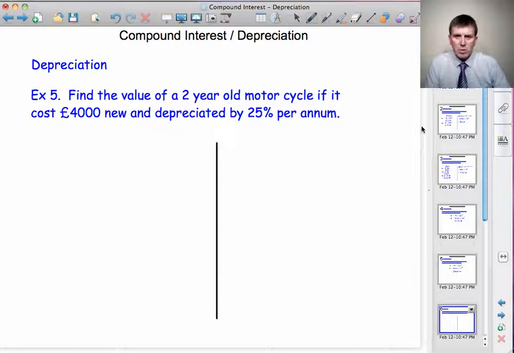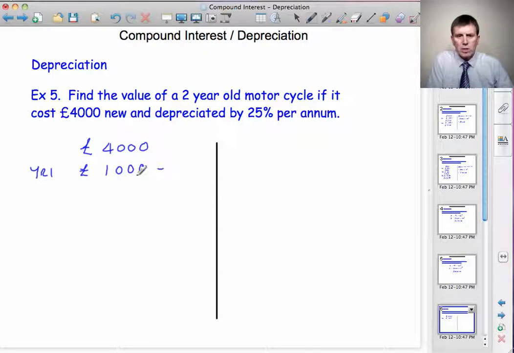So the first two examples we'll do twice each using non-calculator methods and calculator methods. So we begin with our £4,000 motorcycle. £4,000 new. What happens during year one? Well, it depreciates by 25%, so it loses 25% of its value. 25% is a quarter, and a quarter of £4,000 is £1,000. So this motorcycle is going to lose £1,000 of its value during the first year, which means at the end of year one, it's worth £3,000.